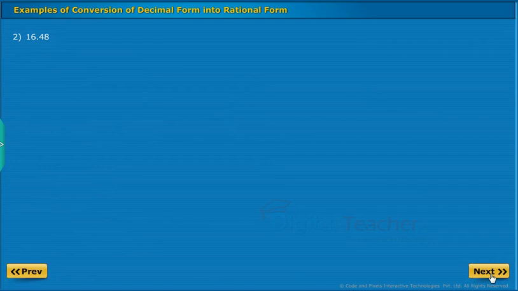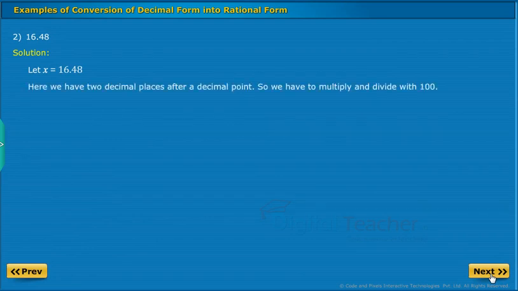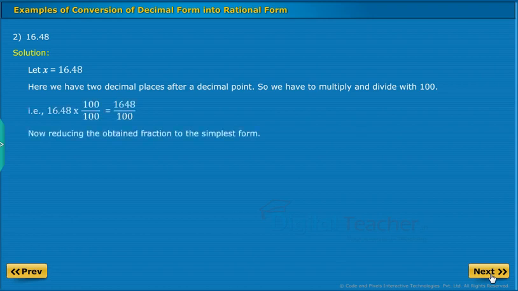16.48. Solution. Let x is equal to 16.48. Here, we have two decimal places after a decimal point. So, we have to multiply and divide with 100. That is as shown on screen. Now, reducing the obtained fraction to the simplest form, we obtain the rational number of the given form as 412 by 25.